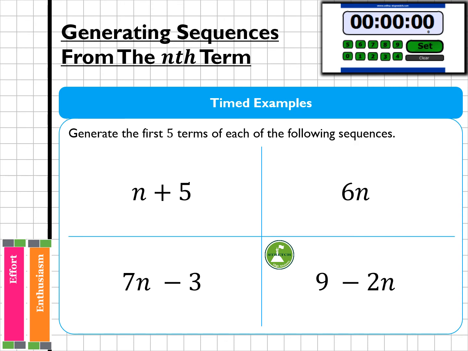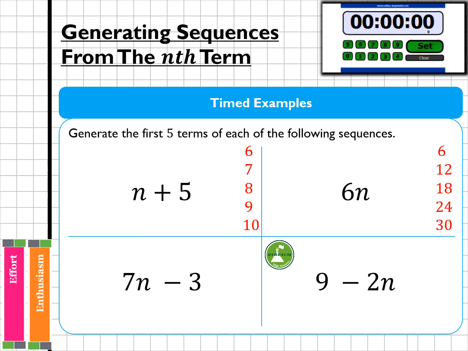Okay, so when my nth term is n plus 5, substituting in 1, I'd have 1 plus 5, which is 6, 2 plus 5, 7, 3 plus 5, 8, 4 plus 5, 9, 5 plus 5, 10. With my second question, 6n tells me I need to multiply my position numbers by 6. So I'd have 6 times 1, which is 6, 6 times 2, 12, 6 times 3, 18, 6 times 4, 24, 6 times 5, 30.